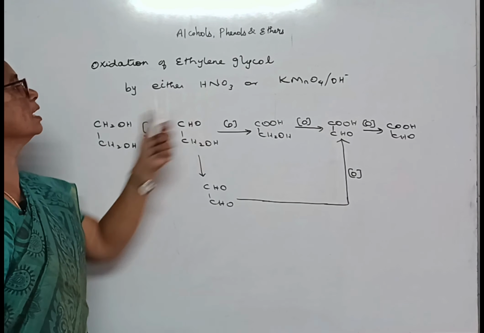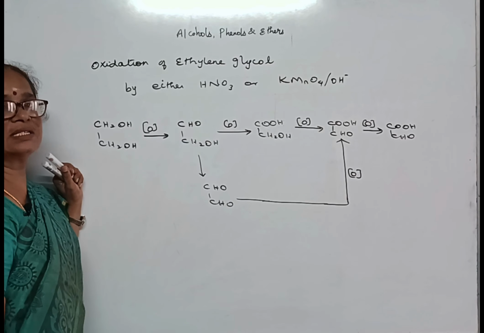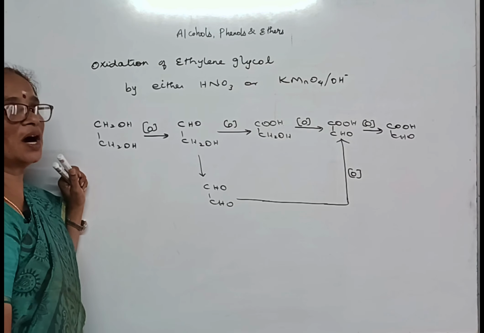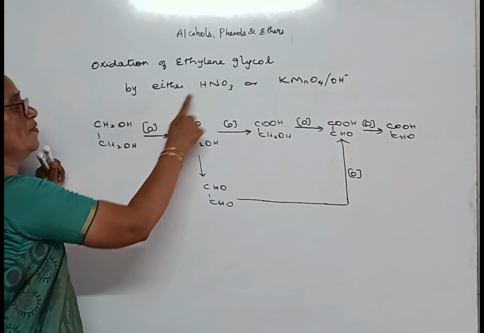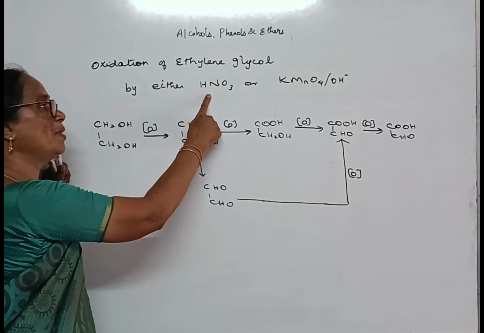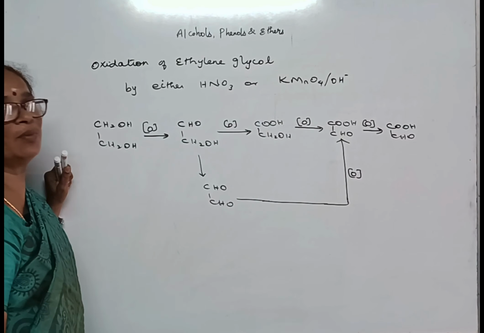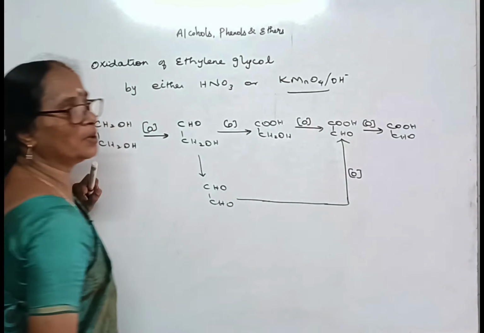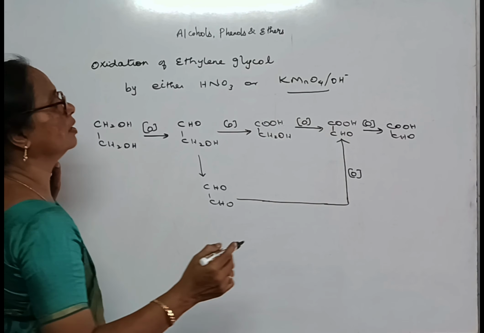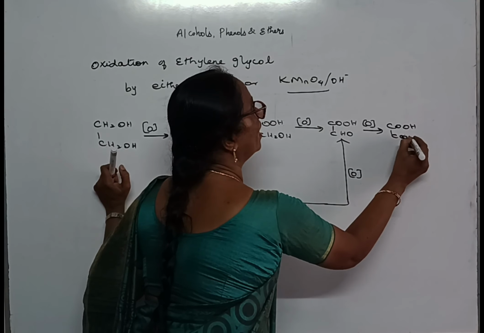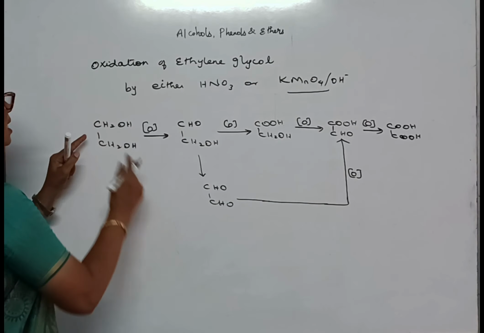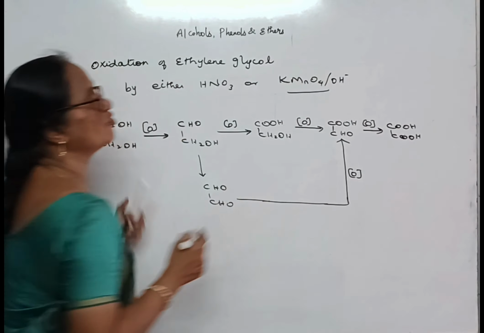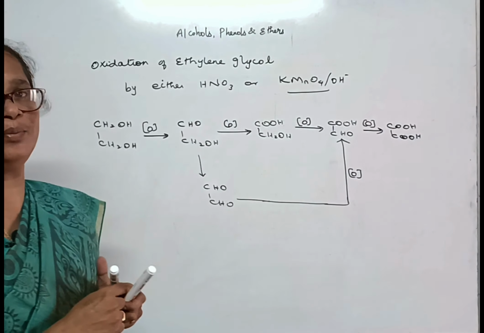Oxidation of ethylene glycol. In the previous case we discussed the oxidation of ethylene glycol with periodic acid, where we got formaldehyde as the product. Here, when ethylene glycol is oxidized either by nitric acid or by potassium permanganate, if you take alkaline potassium permanganate, the final product will be oxalic acid. Ethylene glycol is straight away oxidized to oxalic acid in the presence of potassium permanganate under alkaline medium.